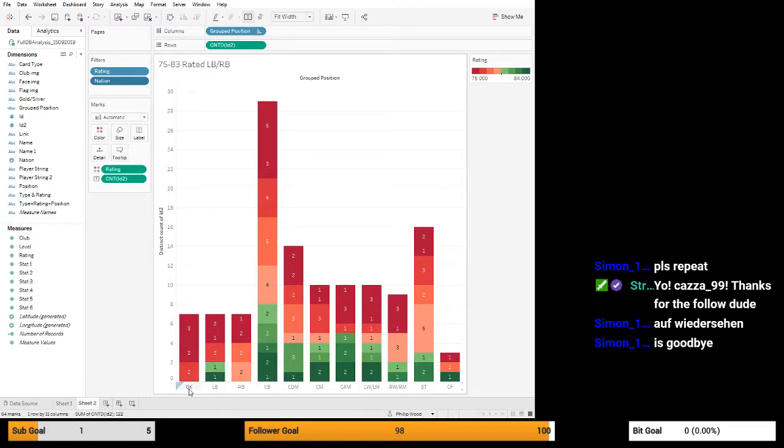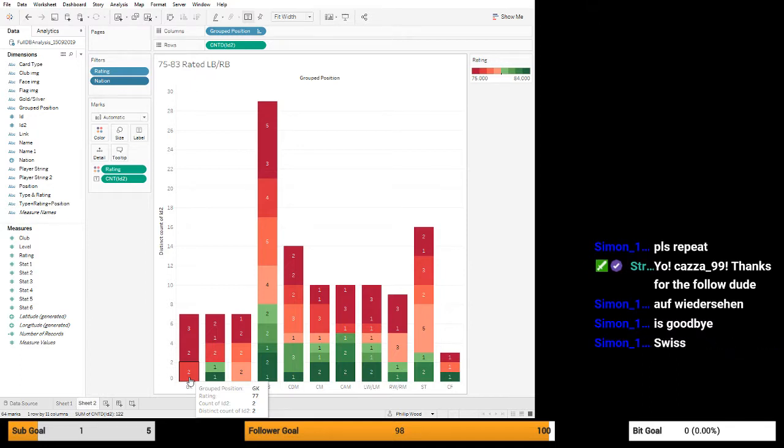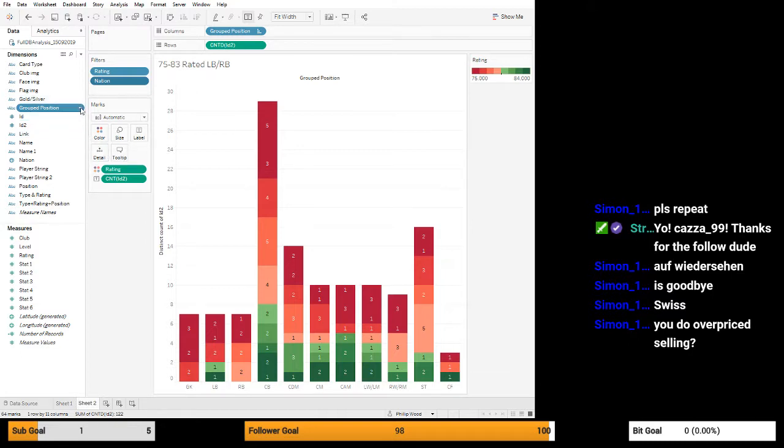I think the next higher rated Brazilian goalkeeper is that Neto. He's an 85. Oh, let's do another bit of jigging with this. So, oops. Swiss. Oh, okay, cool.